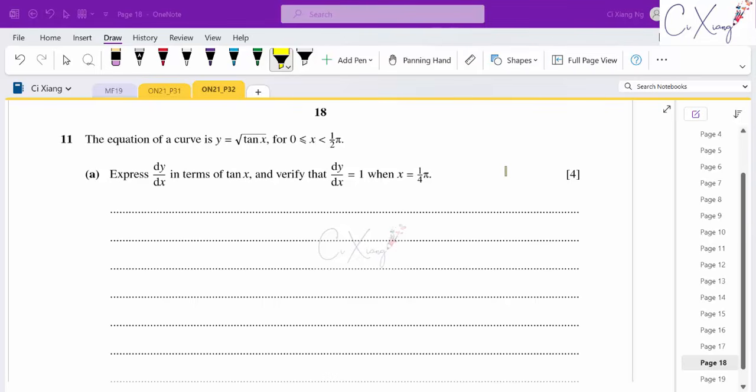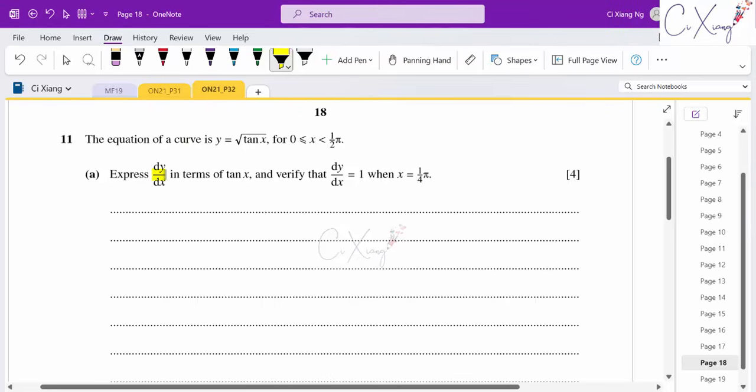Okay, so we are now at the very last question of this paper, question number 11. The equation of the curve is given, y equals square root tangent x, and x is defined between 0 and pi over 2. Express dy/dx in terms of tangent x, and verify that dy/dx equals 1 when x equals pi over 4. I think this is important: dy/dx in terms of tangent x.